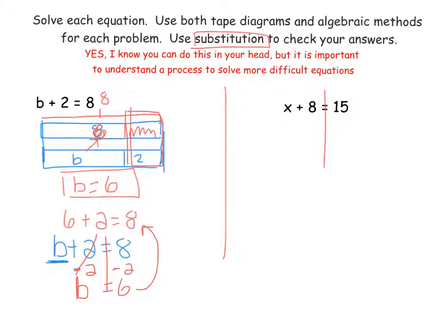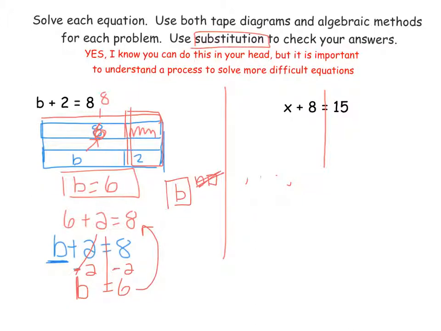I'm going to show you one more method. If you have your b and you had 2 added to it and it was equal to 8 on the other side, this is called algebra tiles, and yes, you have an IXL on this. We could take this 2 away and cancel it out with this 2, and we're left with b equals 6.